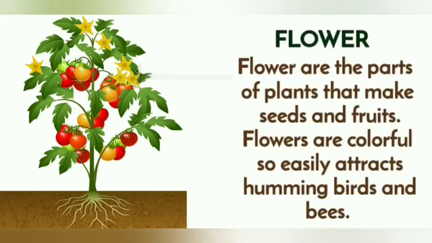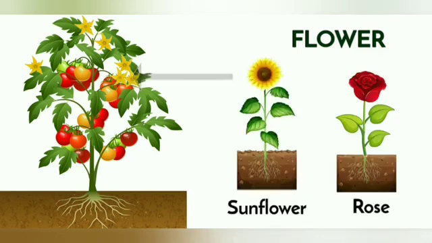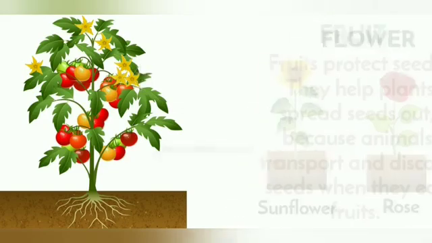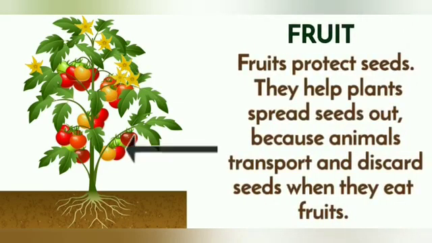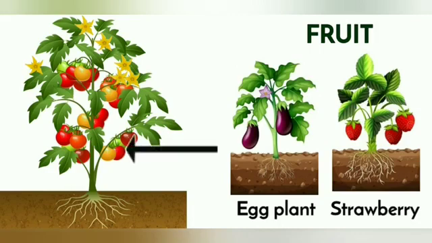Flower. Flowers are the parts of plants that make seeds and fruits. Flowers are colorful so they easily attract hummingbirds and bees. Some of the flowers we like are sunflower and rose. Fruit. Fruits protect seeds. They help plants spread seeds out because animals transport and discard seeds when they eat fruits. Some examples of fruits we eat are eggplant and strawberry.